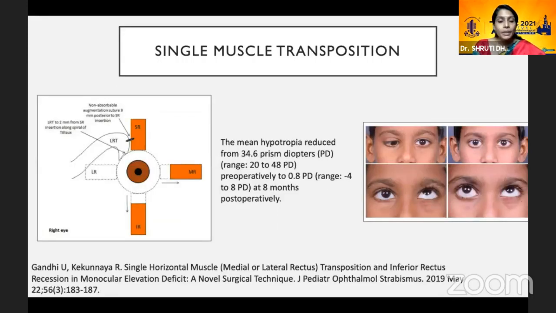The newer publication now has come from Dr. Gandhi et al. It talks about single muscle transposition, where they have tried just taking the lateral rectus and then attaching it to the superior rectus. But here they add an inferior rectus recession to this as well. And they say that the improvement is really good, as can be seen here.